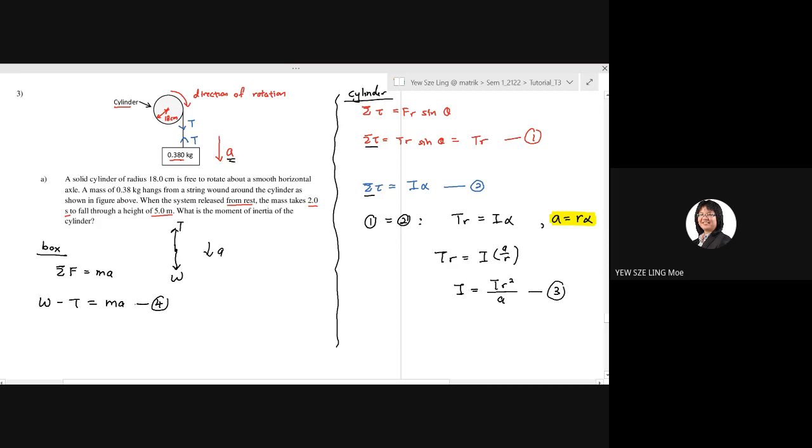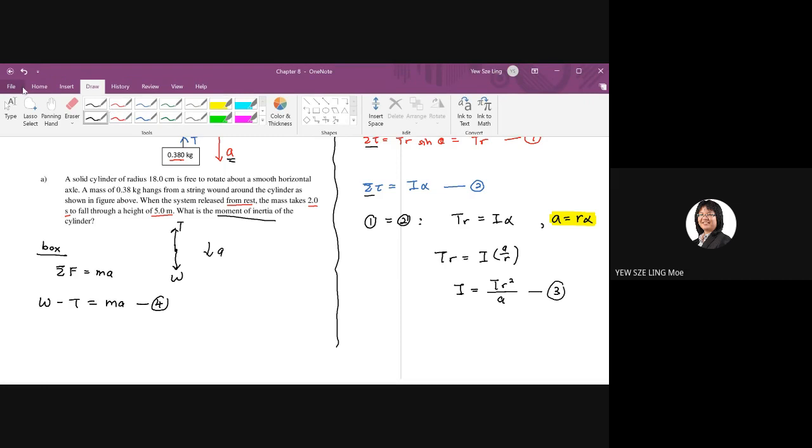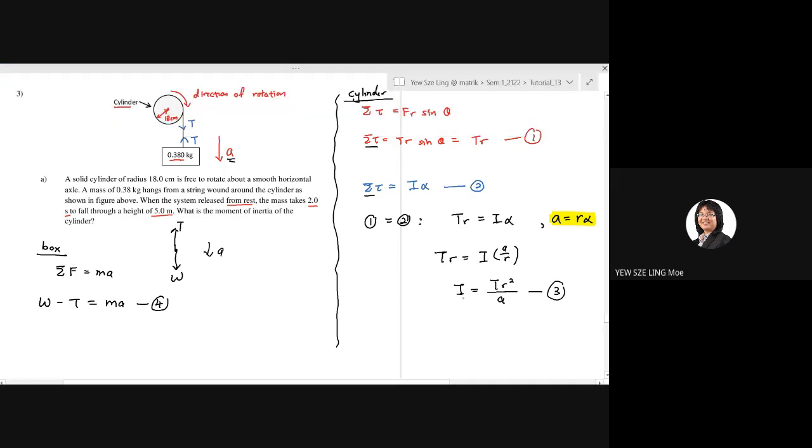But do we have enough information to simplify equations 3 and 4 if we want to calculate the moment of inertia of the cylinder? I equals TR squared over A. But if you look at these equations, we don't have T, we don't have A, so we cannot determine I.